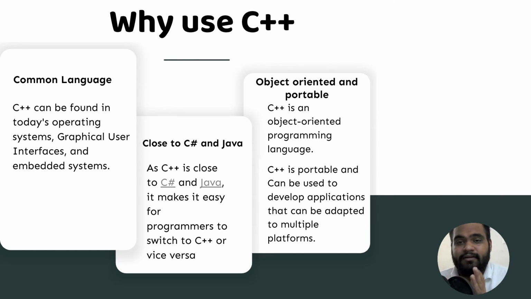Now, it is object oriented and portable. When I say object oriented, it means there are objects. That's why it's also known as an OOPS language, which makes it block based. You have everything in blocks and sections, so it's easier to handle, debug, and figure out what is wrong. Portable means it can be used for developing applications that can be adapted to multiple platforms. If you're making an app and you want to use a particular C++ library, you can use that on a phone as well. That makes it universal and more acceptable. That's the reason why we use C++.